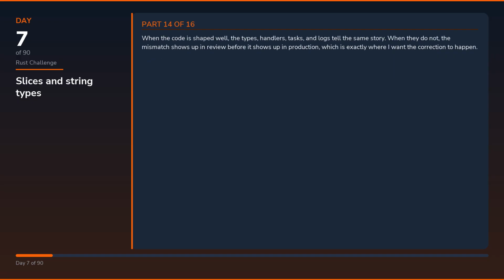When the code is shaped well, the types, handlers, tasks, and logs tell the same story. When they do not, the mismatch shows up in review before it shows up in production, which is exactly where I want the correction to happen.